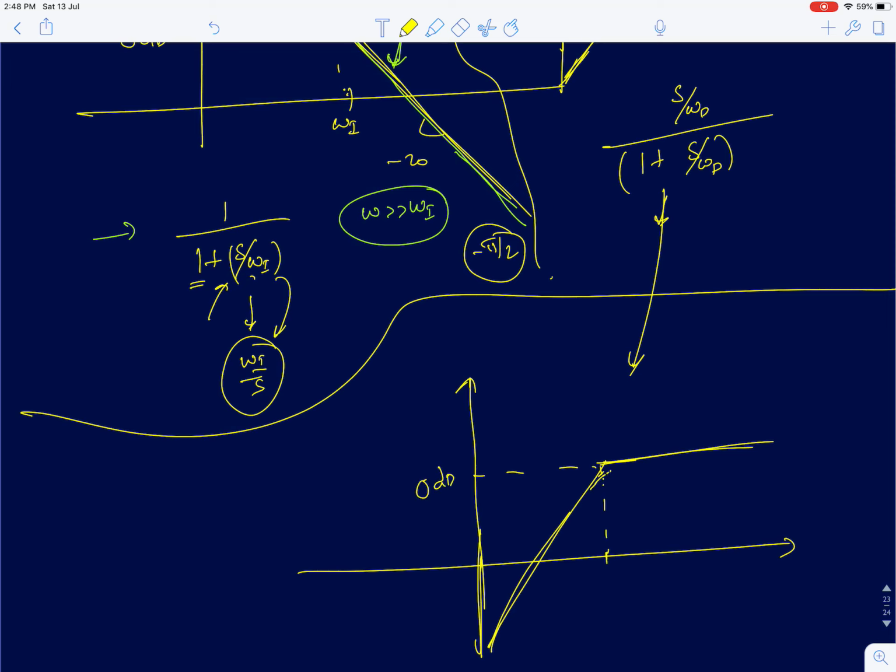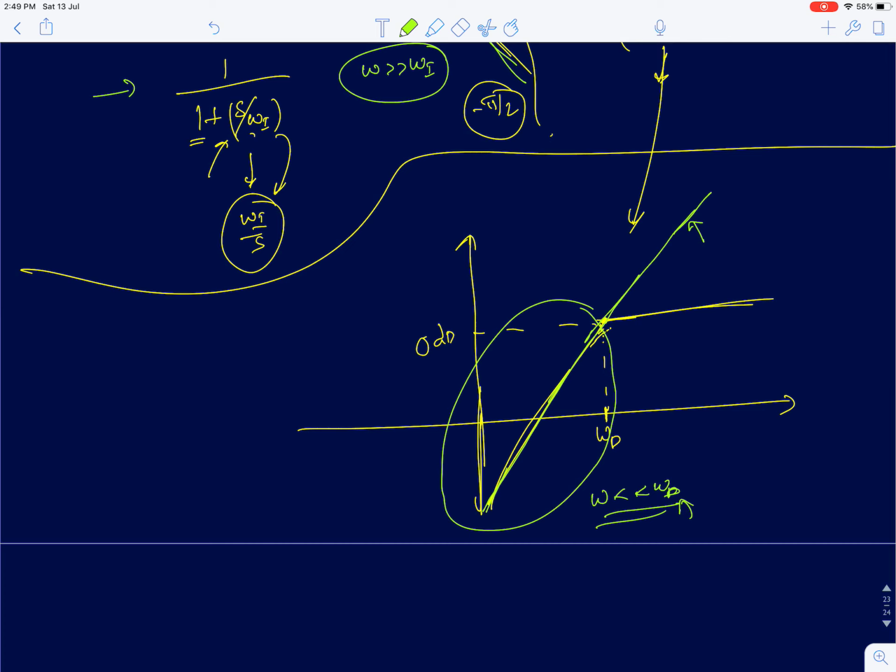For low frequencies, an ideal differentiator and a first order high pass filter are indistinguishable. They both will have the same magnitude and phase responses. Okay, so that's it. These are the points that we will discuss today.